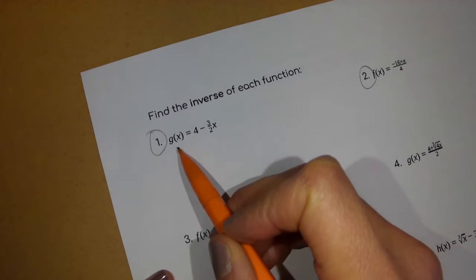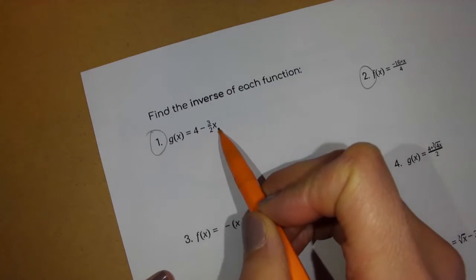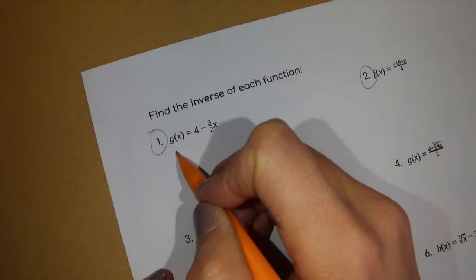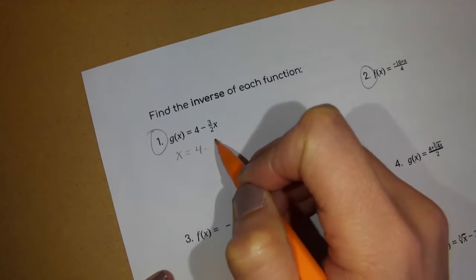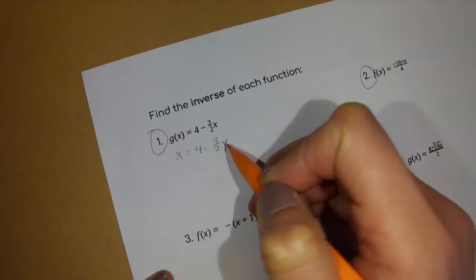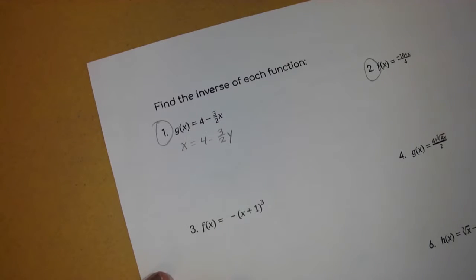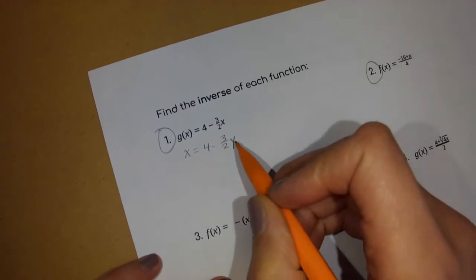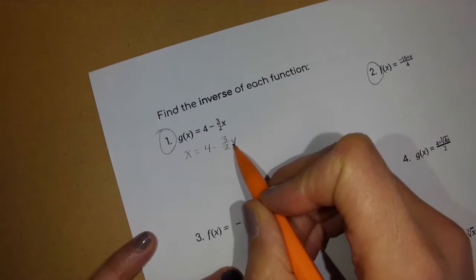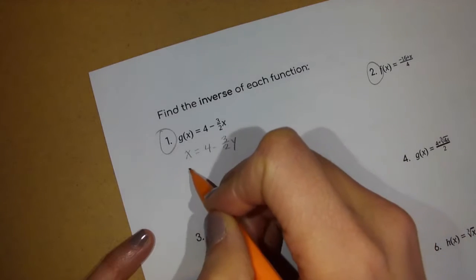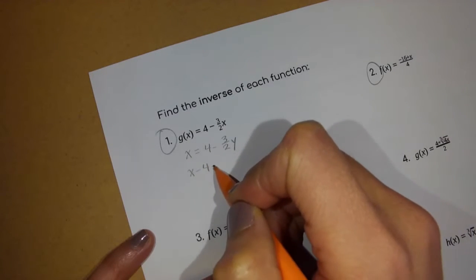So g of x is the same thing as y, and here's x. I'm just switching the places. I'm going to make this x equals 4 minus 3 over 2y. Okay, so we're trying to solve for y and get y alone now. I first subtract 4 to the other side.